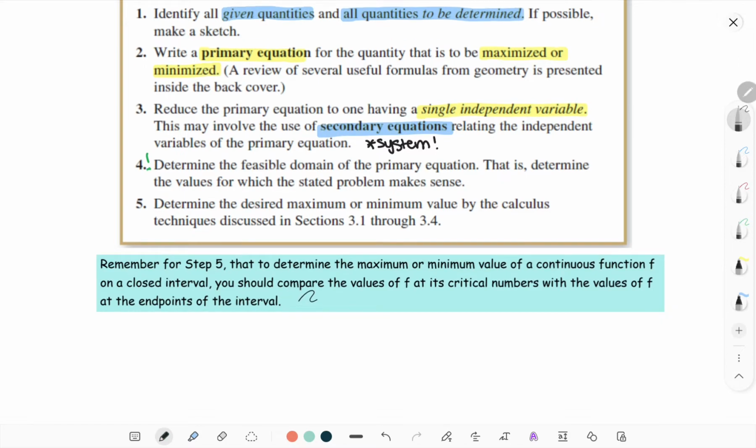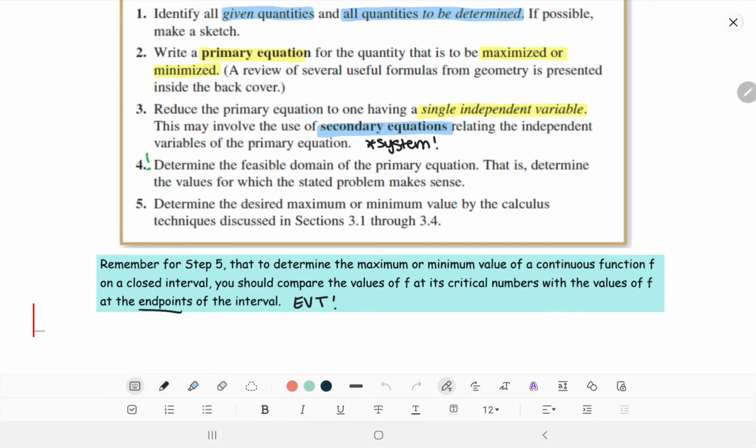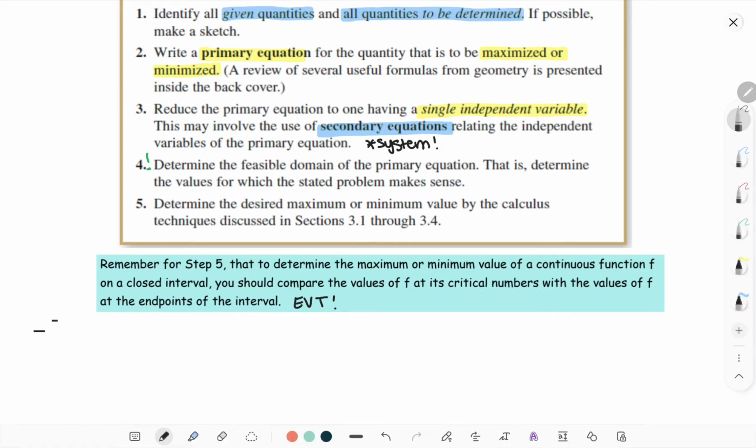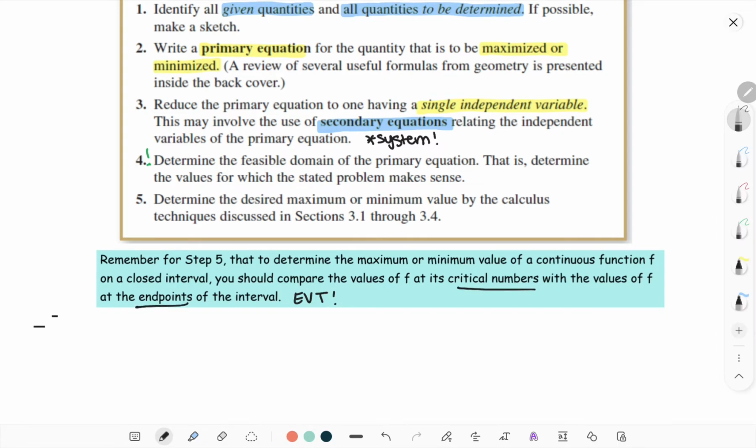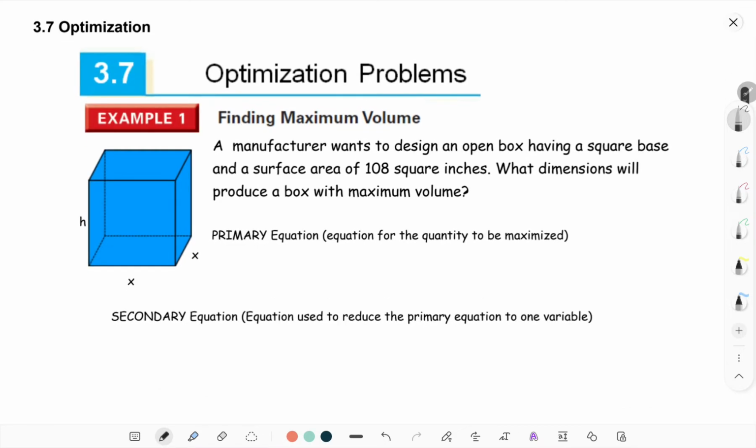Right, and then last part, extreme value theorem. We went through this in our last unit. Check the critical numbers and the endpoints. Endpoints, critical numbers. Right, so checking both locations. All right, let's try a few more of these.